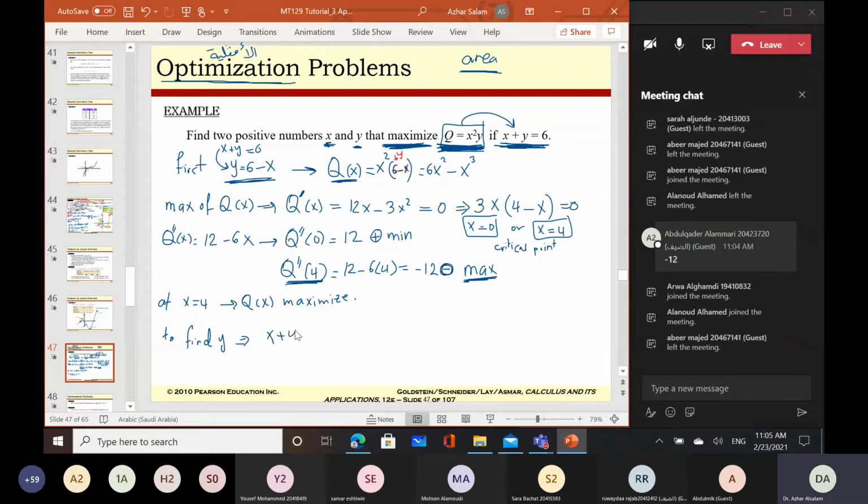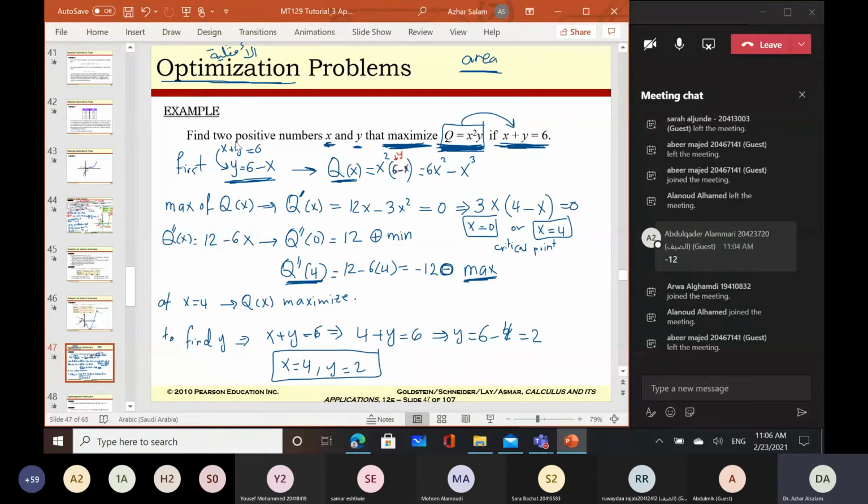x plus y equals 6 means that 4 plus y equals 6, so y equals 6 minus 4, which is 2. So at x equals 4 and y equals 2.